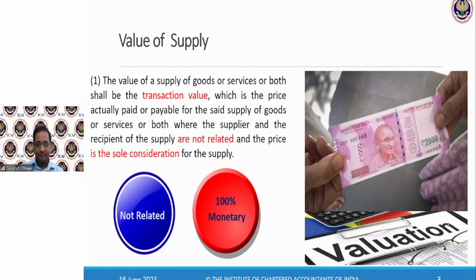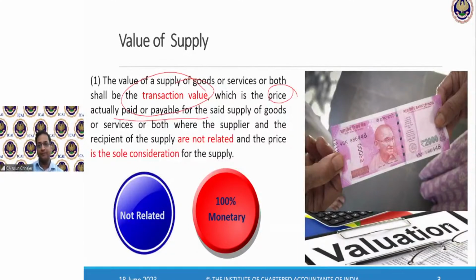We will discuss the definition of the related person and the definition of consideration. But what is the point? It says that the price which is paid or payable, where the supplier and the recipient are not related and the price is the sole consideration, then the transaction value will be the value of the supply, and on this you need to charge the GST.